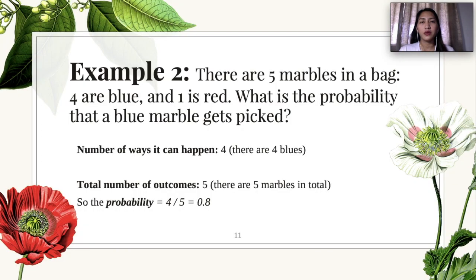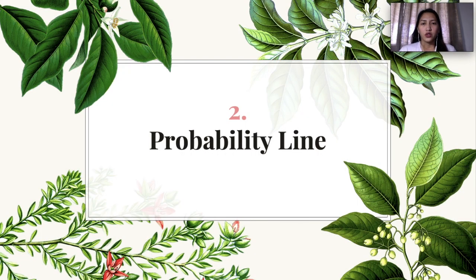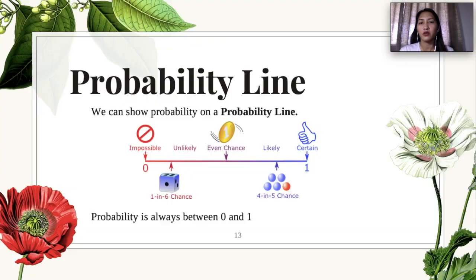I hope that by now you are familiar with what probability is. As you can see, we talked about fractions that are not greater than 1. We have here a probability line. We can show probability on a probability line. If our value is 0, that is equivalent to an event being impossible to happen. While if you have a total of 1, then there's a certainty that an event will happen.